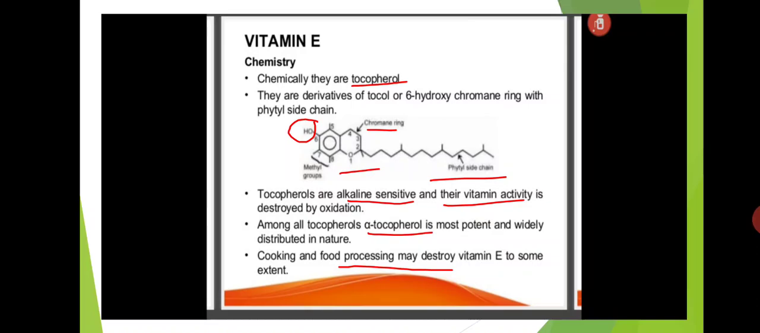Tocopherols are alkaline sensitive and their vitamin activity is destroyed by oxidation. Among all tocopherols, alpha tocopherol is the most potent and widely distributed in nature. Cooking and food processing may destroy vitamin E to some extent.